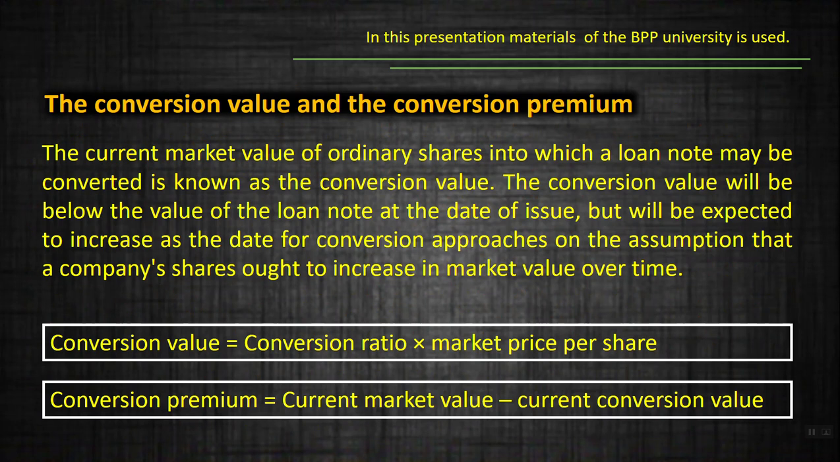The current market value of ordinary shares into which a loan note may be converted is known as the conversion value. The conversion value will be below the value of the loan note at the date of issue, but will be expected to increase as the date for conversion approaches, on the assumption that a company's shares ought to increase in market value over time. Conversion value is equal to conversion ratio multiplied by market price per share. Conversion premium is equal to current market value minus current conversion value.